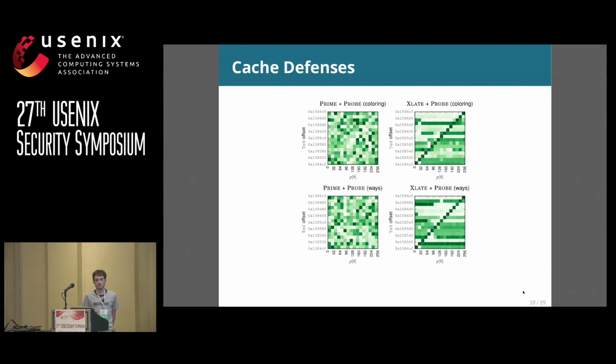And finally, we have the cache defenses. The question is, does translate and probe actually bypass these cache defenses? So we implemented page coloring and a defense using way partitioning. You can clearly see that these defenses mitigate prime and probe, but translate and probe is able to bypass these. So the conclusion here is that translate and probe is able to bypass both set and way partitioning.